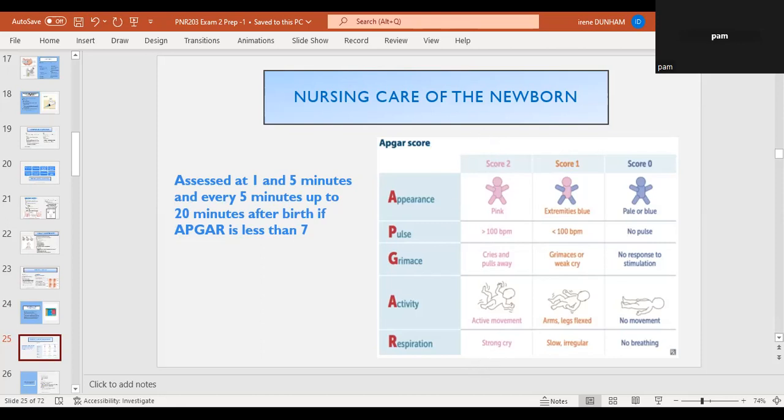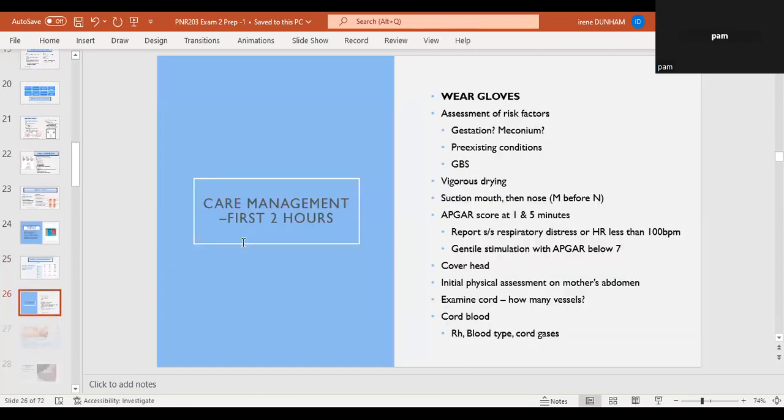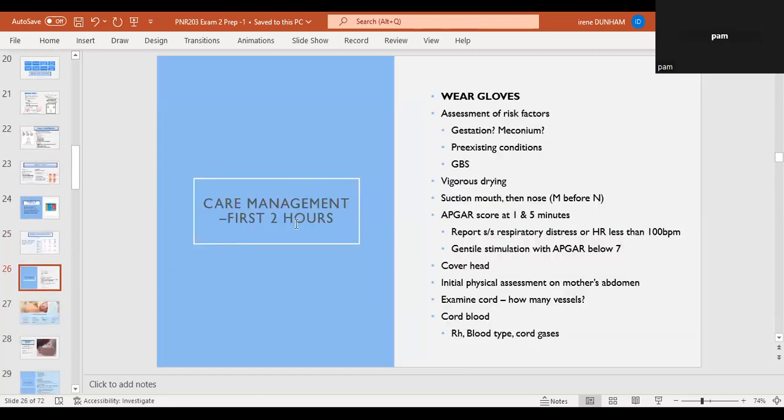Okay. Now, the thing is, you assess at 1 minute and 5 minutes, and then every 5 minutes up to 20 minutes after birth if the APGAR score is less than 7. Okay, so less than 7. You can do your own calculation. If it's less than 7, you need to watch this baby. This baby needs some extra care. All right, so that's your APGAR score. And again, it's just your level of resuscitation that you need.